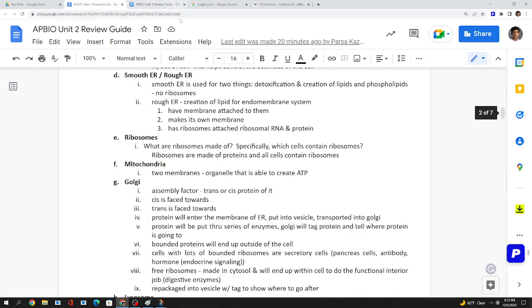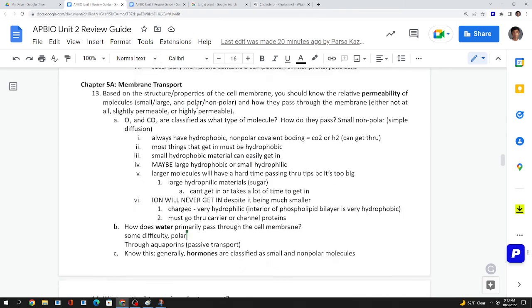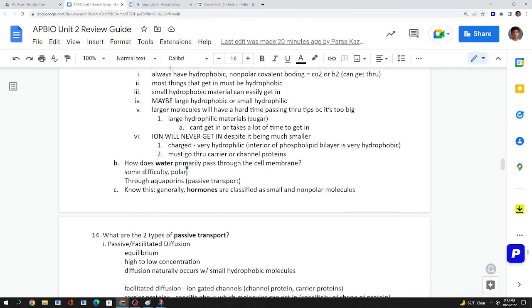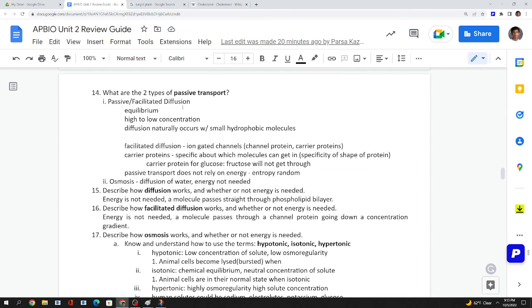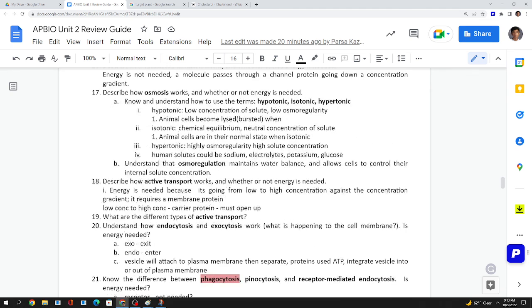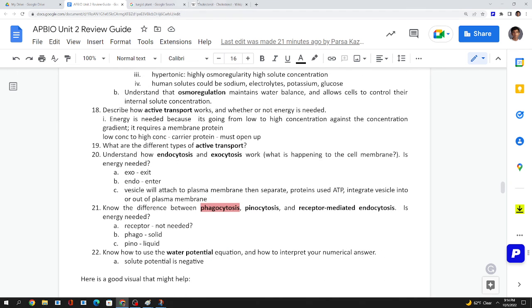So moving on. I do believe that we are very close to the end. I have described how diffusion works, simple diffusion, facilitated diffusion, depending on what you need. Active transport I have described, going from low to high concentration. What are the different types of active transport? This is the last part of your lecture today.